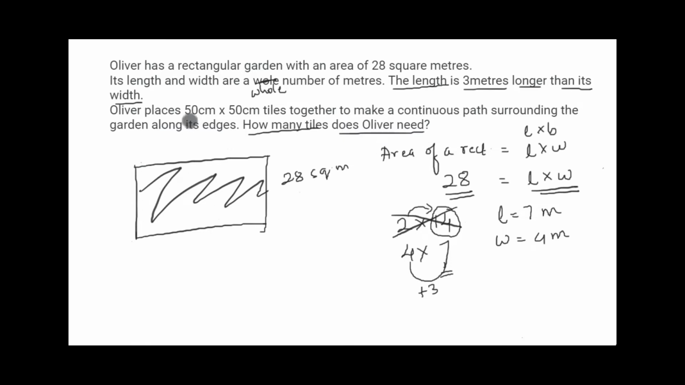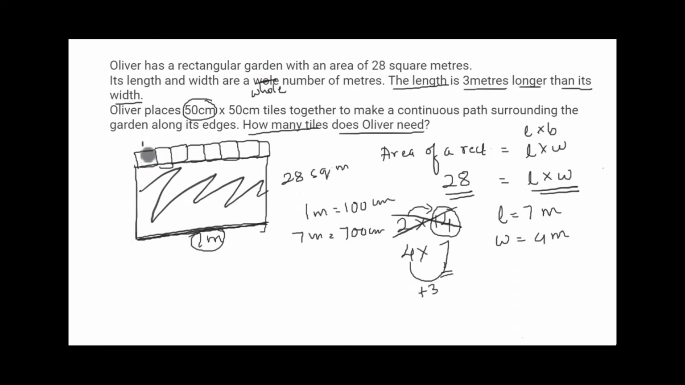That means she is going to place the tiles here on the edges of the rectangle. Now how many tiles are needed? There are two ways to find. One is, because we know that the length is 7 meters and the tiles are given in 50 centimeters, the units are different. So we will convert 7 meters into centimeters. 1 meter is equal to 100 centimeters, so 7 meters is equal to 700 centimeters. So in this path of 700 centimeters, how many 50 centimeter tiles will fit?